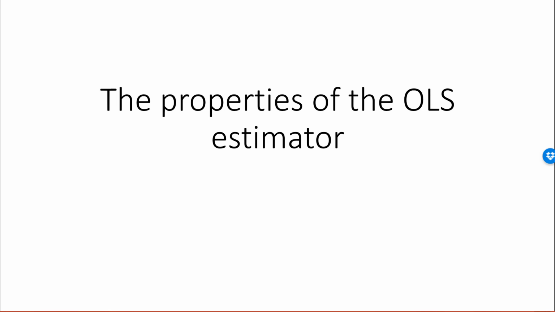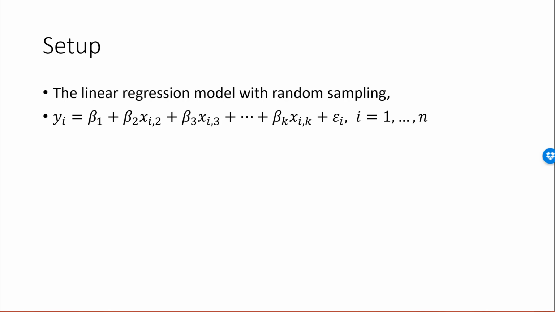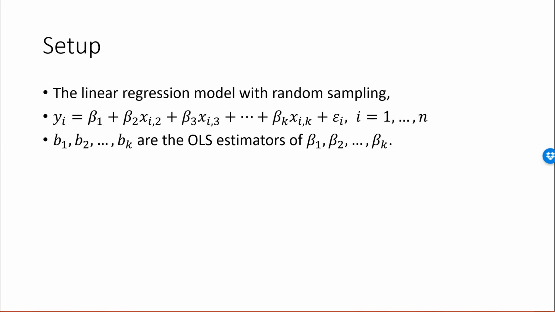We have the following setup. We have a linear regression model with random sampling. We have k beta parameters. So the model looks like this. Yi is a linear function of k minus 1 explanatory variables and an intercept plus a random term. And in this lecture, b1 through bk will denote the OLS estimators of beta, the values we get by minimizing RSS.